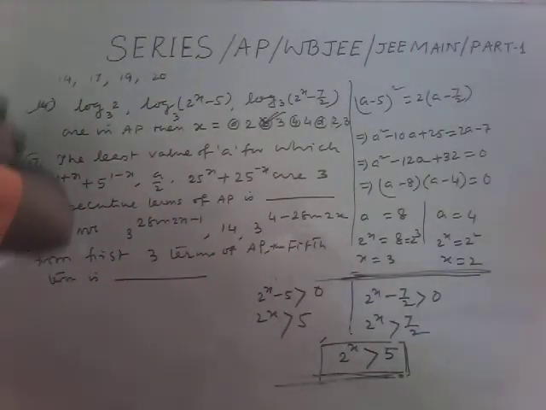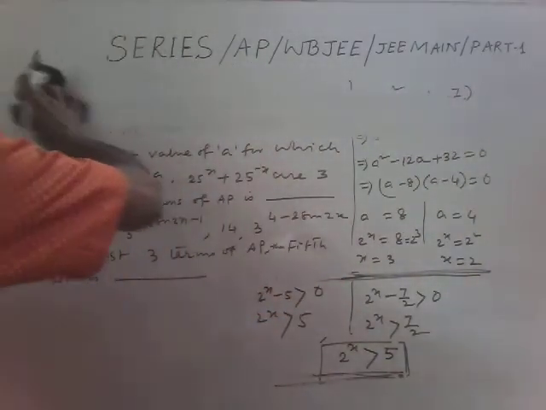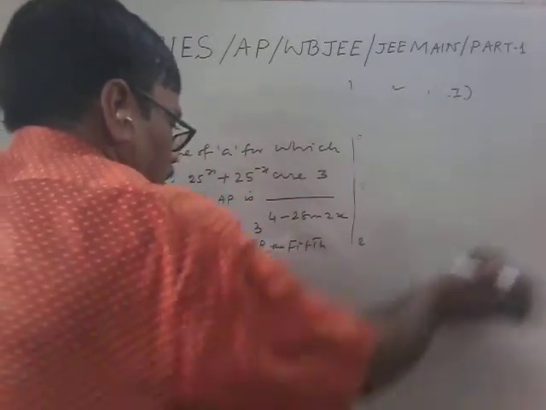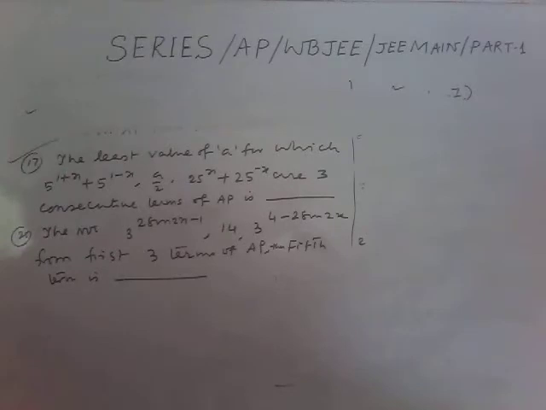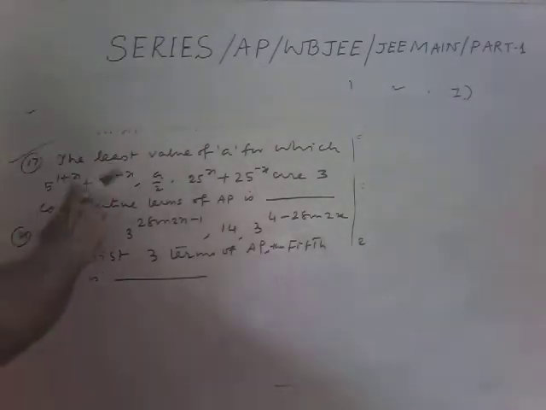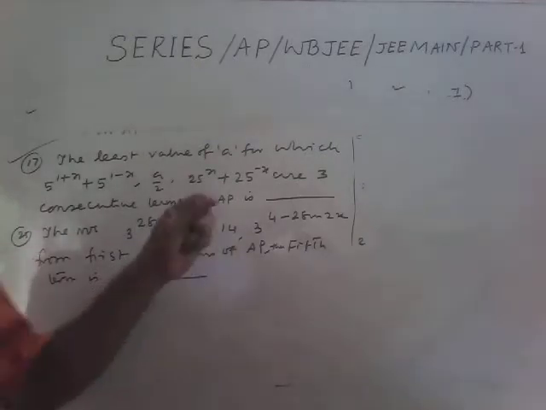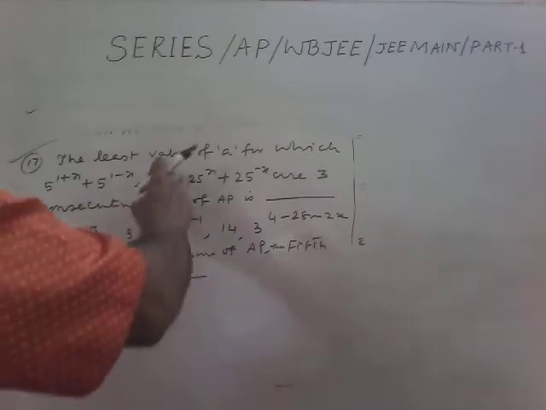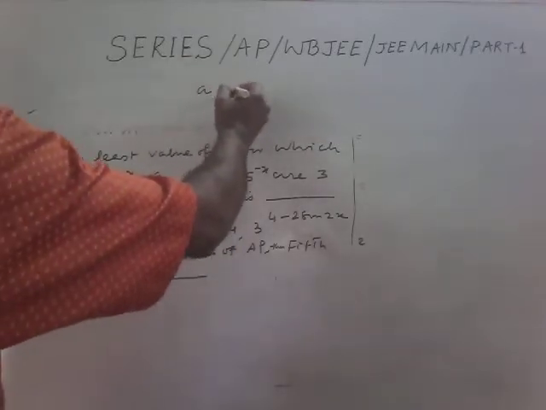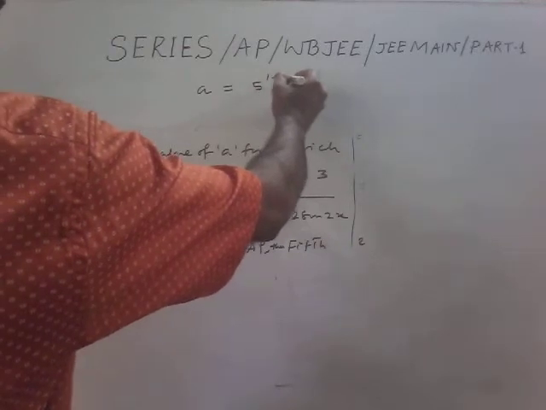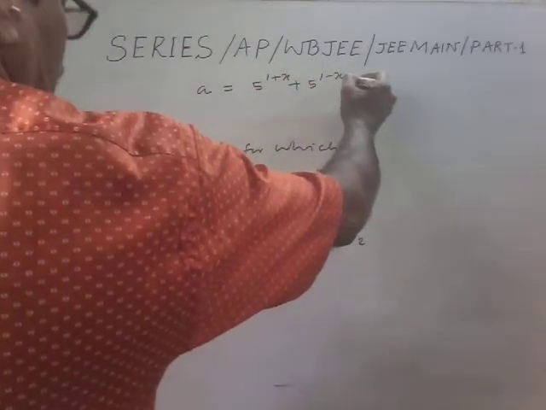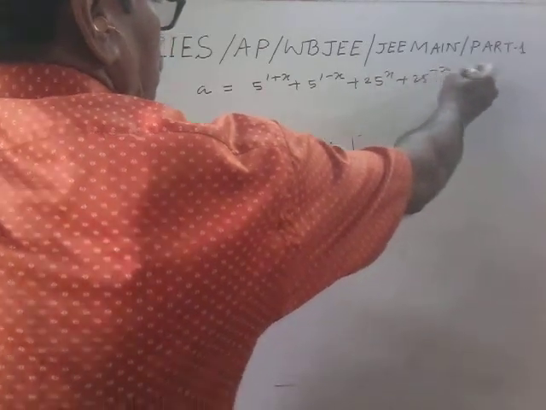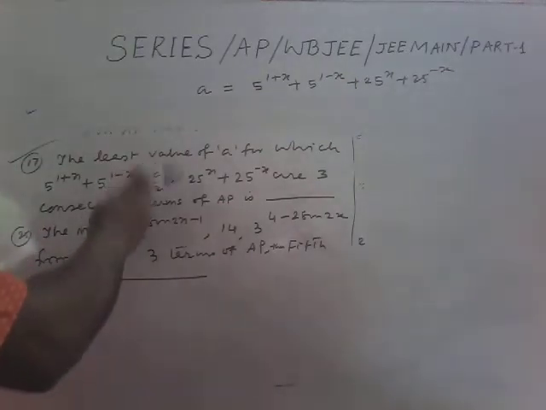Now they are of the same type. Now look, problem number 17. The least value of a for which these three terms are three consecutive terms of AP. So exactly the same. So 2 into a by 2, so this is a. A equals 5 to the power 1 plus x, 5 to the power 1 minus x, 25 to the power x, 25 to the power minus x. So 2 into a by 2.